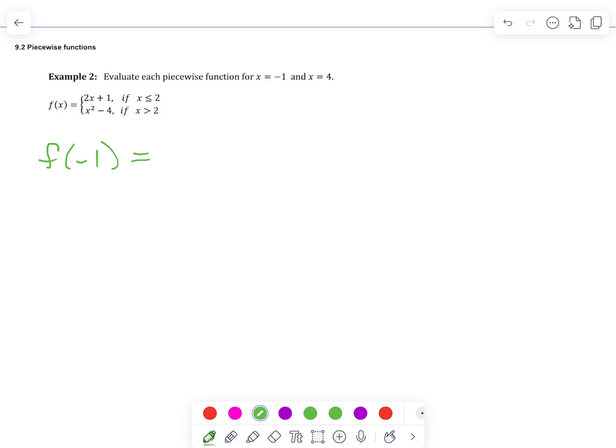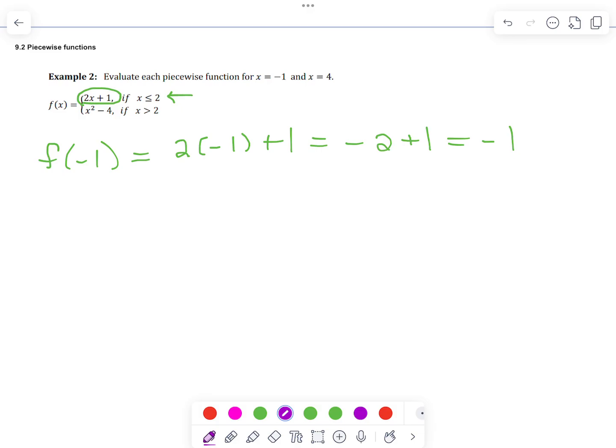So f of -1, that would be in this domain, because x is less than or equal to 2, so we're going to evaluate this piece right here. We're going to substitute -1 into that function piece, and then we simplify it. So 2 times -1 is -2, plus 1 is -1.